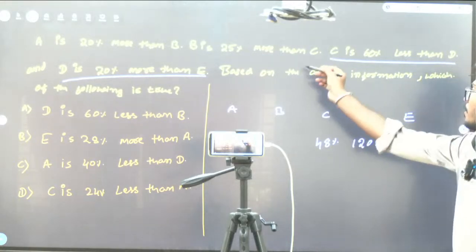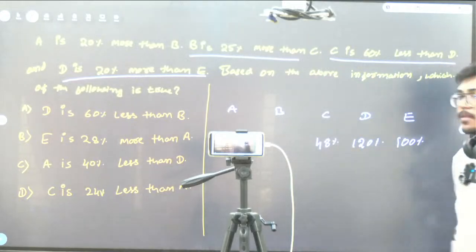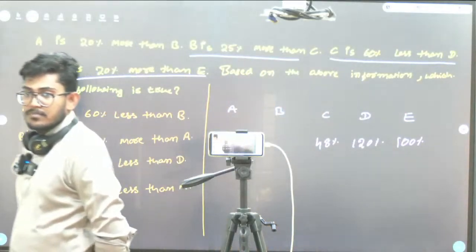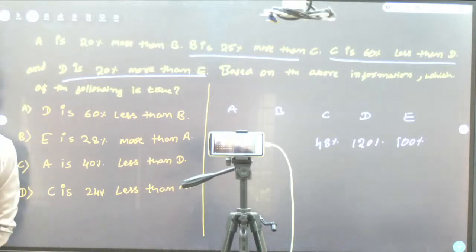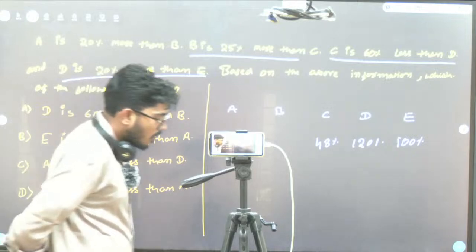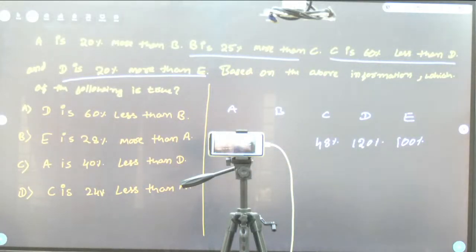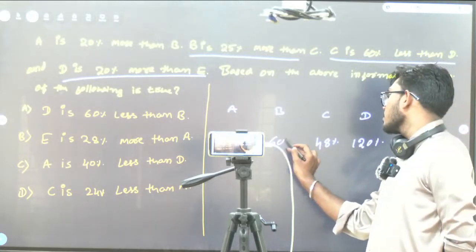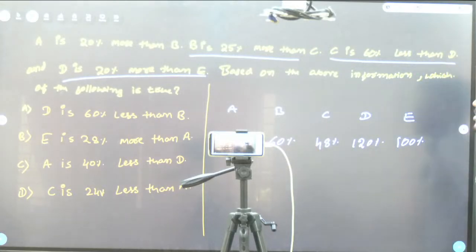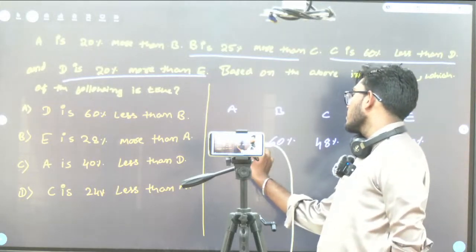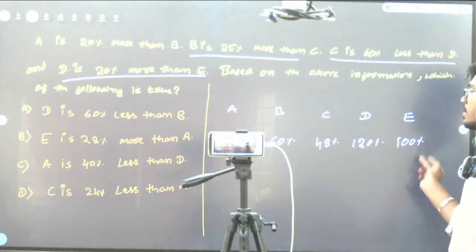Now direct calculation. B is how many percent more? 25%. 48 into 125 by 100 is 60. And finally, A is 20% more than B, which means 72. These are the values of A, B, C, D.